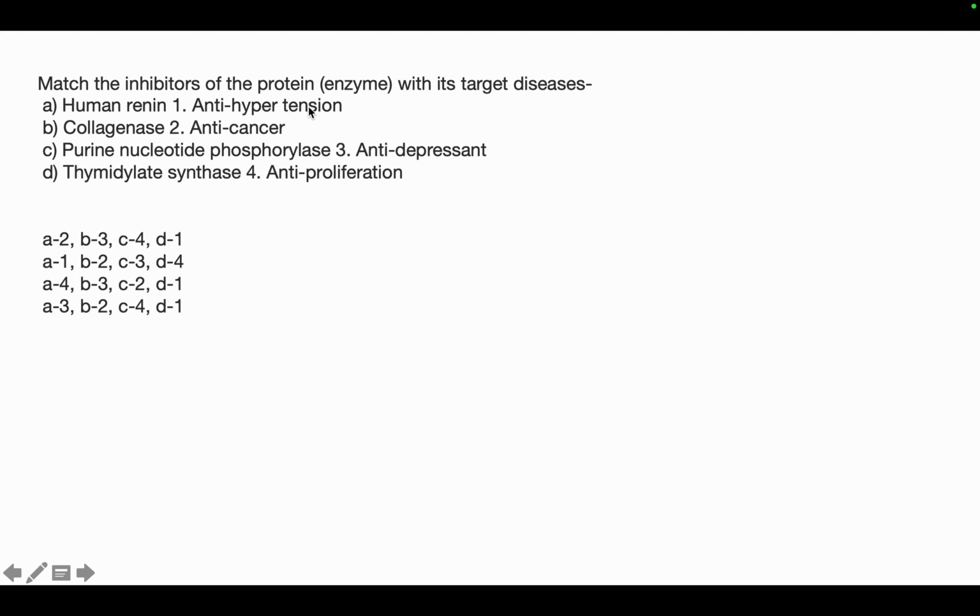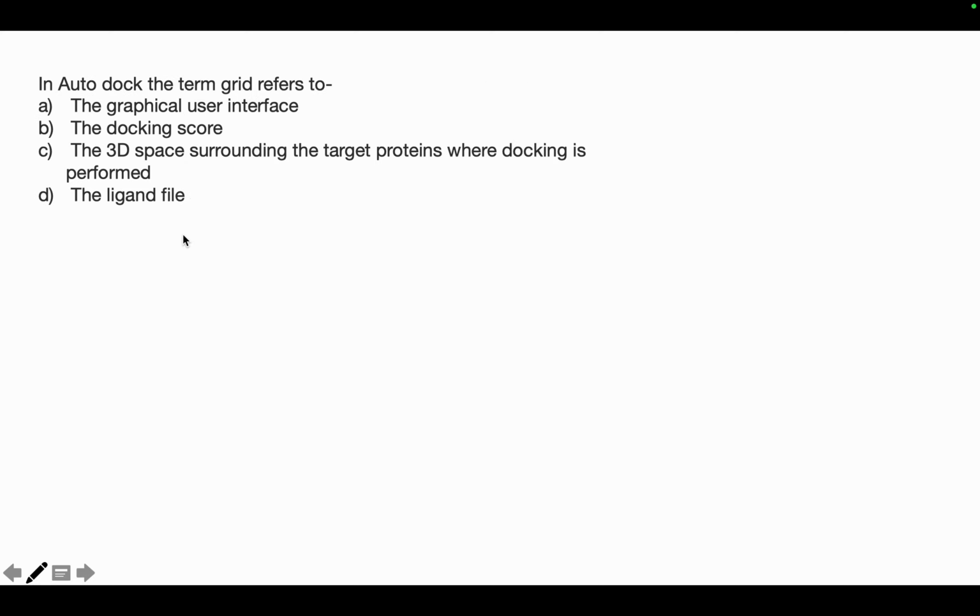Match the inhibitors of the protein enzyme with its target disease. So these are the different target diseases: human renin, anti-hypertension, collagenase, anti-cancer, purine nucleotide phosphorylase, antidepressant, thymidine synthase, anti-proliferation. So the correct combination is this, A1 B2 C3. This is the correct combination.